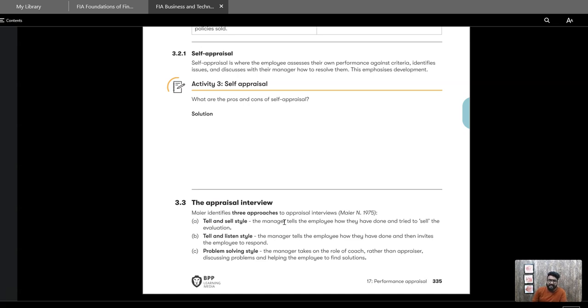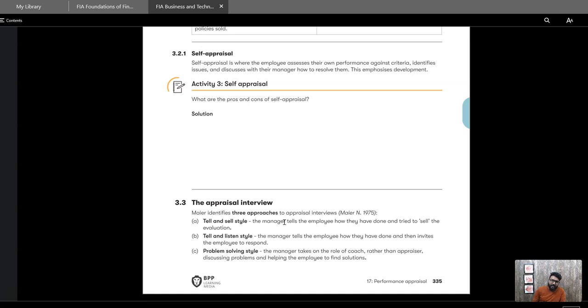Tell and listen style is where the manager tells the employee how they have done and then invites the employee to respond. So there they are giving an open platform to speak up. What is the problem with that performance?